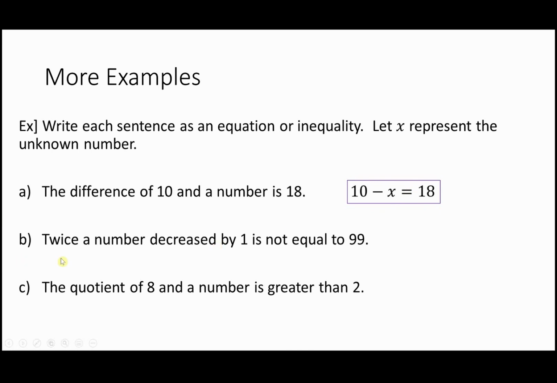Okay, so for part B, we're trying to translate twice a number decreased by 1 is not equal to 99. Oops, and I accidentally pressed go to show the translated version of that there. And yes, notice we have a not equal to symbol there.